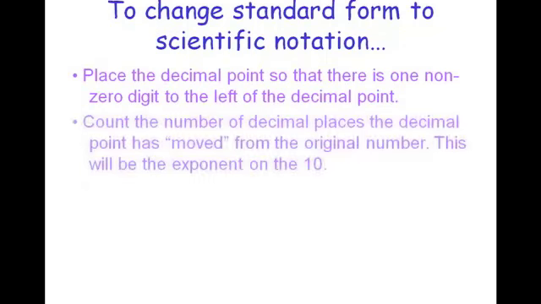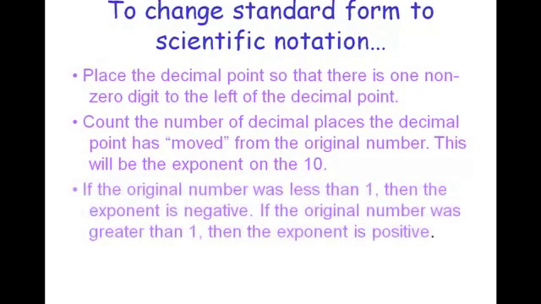So, in order to make a number into scientific notation, first of all, you have to place the decimal point so that there is only one non-zero digit left of the decimal point. Then you count the number of decimal places that you moved from the original number. This will be the exponent on the 10. If the original number was less than 1, then the exponent is negative. And if the original number was greater than 1, then the exponent is positive. Here's an example.